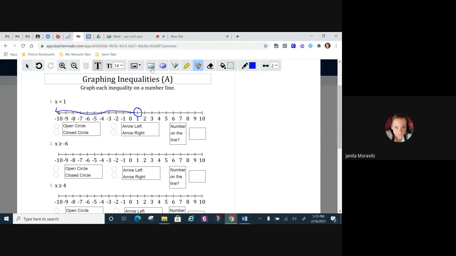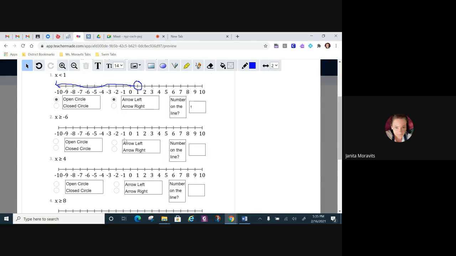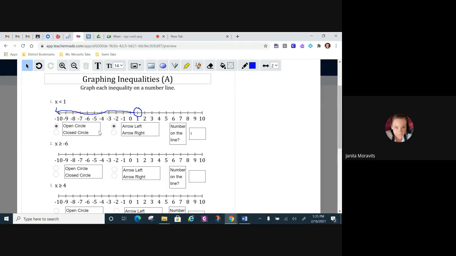First of all, we said it was an open circle, so we're going to click open circle, and then the arrow goes to the left, so we're going to say arrow left, and the number that we started on, the number on the line, is this number 1 right here. And just like that, that's how you're going to answer these questions. Now, I'm going to do one more of them, and then you're going to do the others.